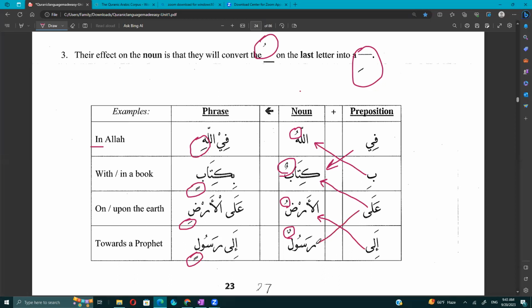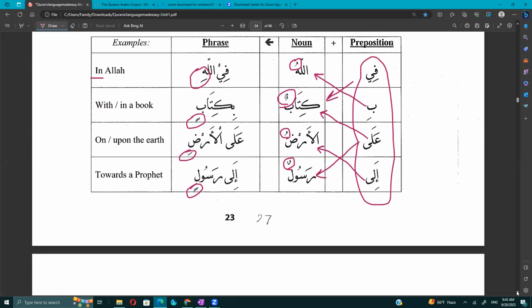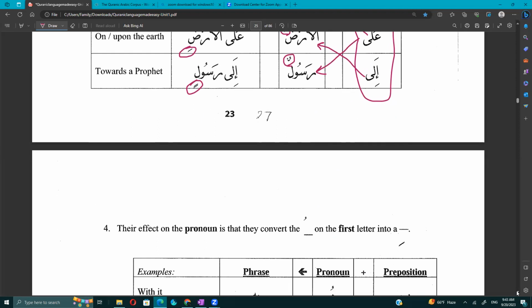And then we have ala plus rasulun. What does this become? Ala rasulin. Very good. Now you understand, right? What do these prepositions do? They give a kasra to the last letter of the word. That is the only thing they change. If it was kitabun, it becomes kitabin. If it was Allahu, it becomes Allahi. If it was rasulun, it becomes rasulin. That is the only thing it does.